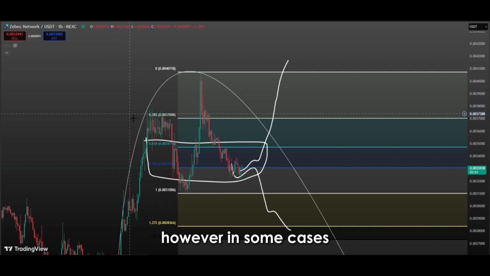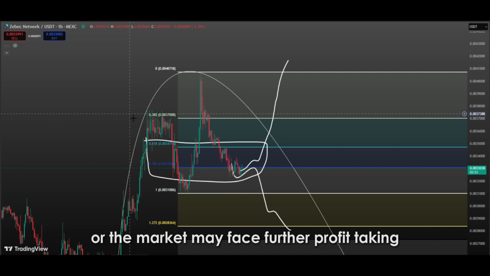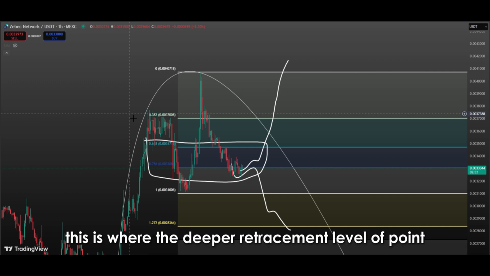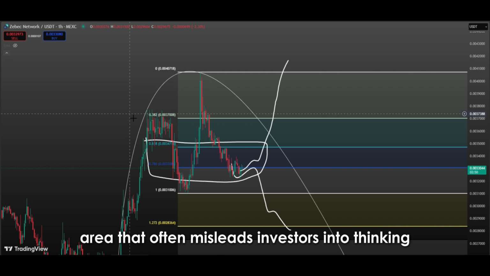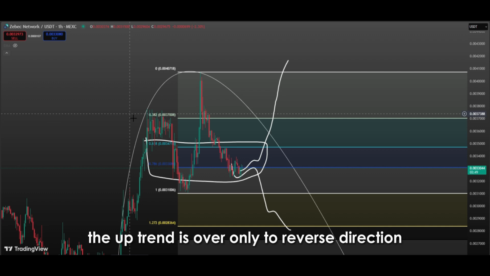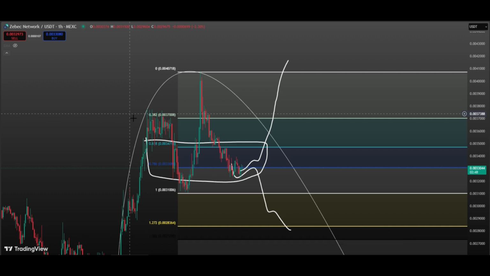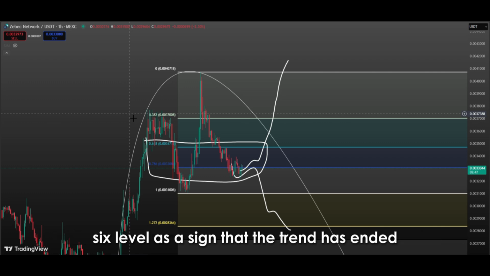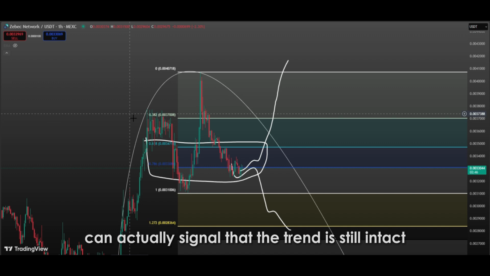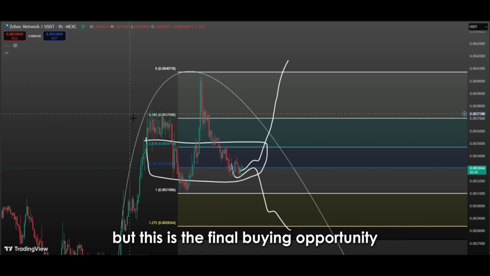However, in some cases, this initial support level may not provide a sufficient reaction, or the market may face further profit-taking. This is where the deeper retracement level of 0.786 comes into play. This level is a very critical area that often misleads investors into thinking the uptrend is over, only to reverse direction. While many investors interpret a pullback to the 0.786 level as a sign that the trend has ended, this level can actually signal that the trend is still intact, but this is the final buying opportunity.